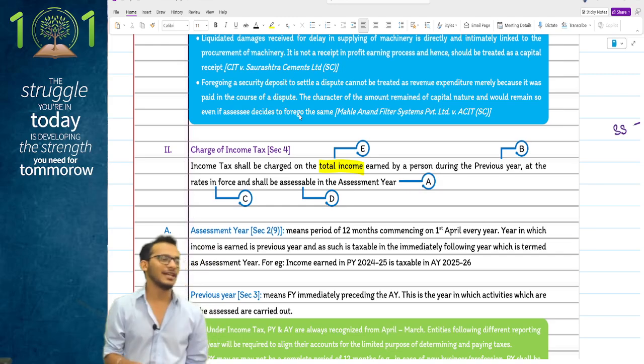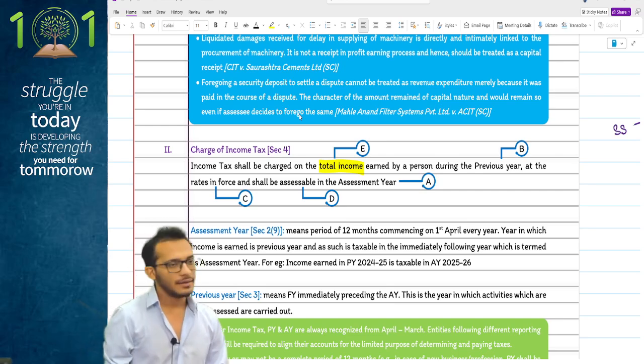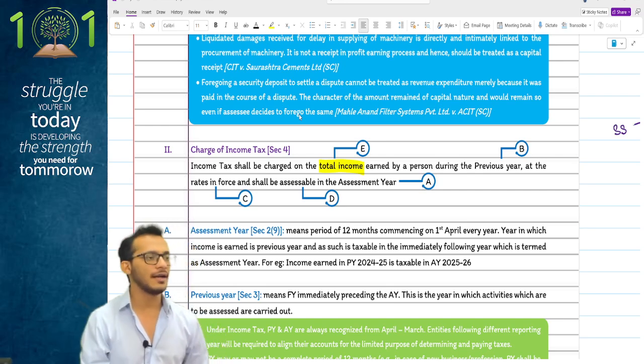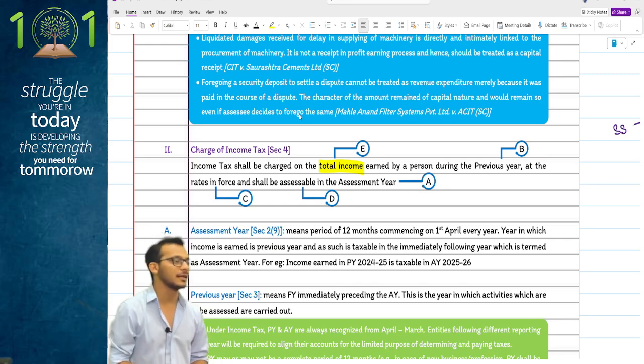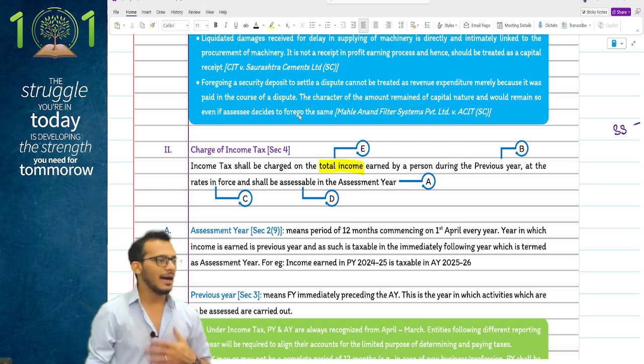Simple. If it's shares and securities, you will ask yourself whether it is done as a stockbroker or done as a normal person. If it is done as a stockbroker, then it is revenue. Otherwise, it is capital.